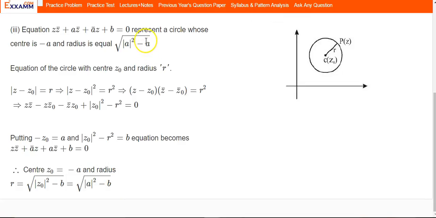Please note that we have done some typo here, and here it should be b. So root of modulus of a square minus b, that is the correct answer for radius.